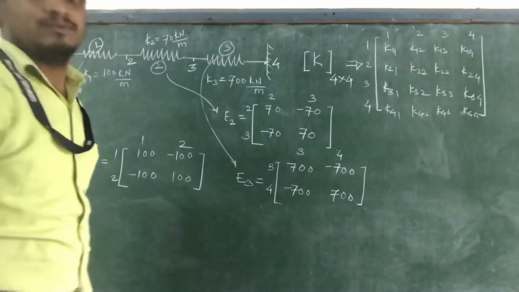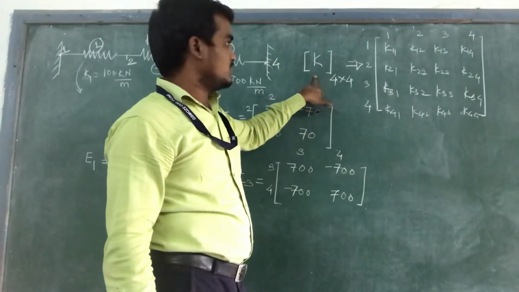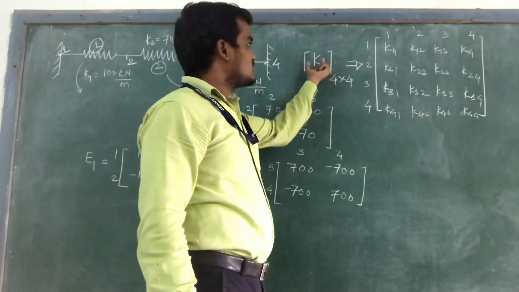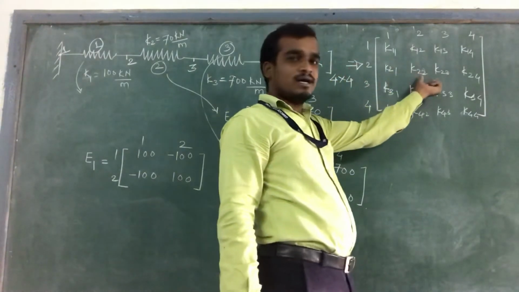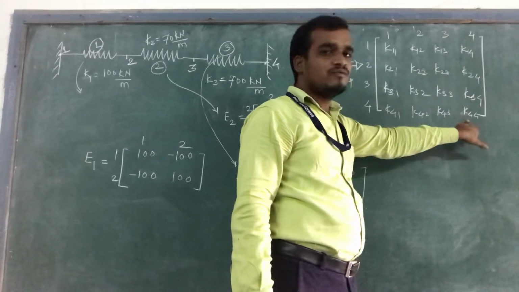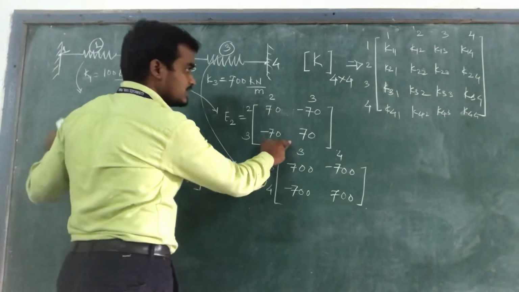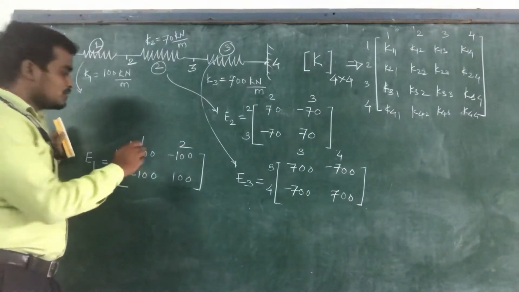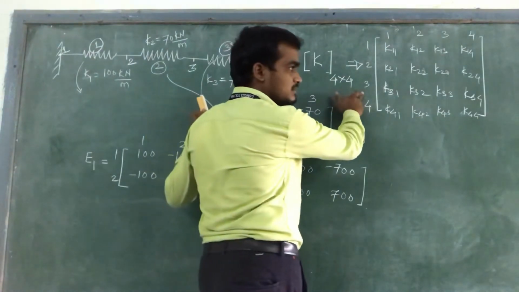Okay, so now you are able to see our global stiffness matrix. As there are 4 nodes, the order of the global stiffness matrix will become 4 by 4. This 4 by 4 matrix we can write in our generalized format, in terms of elements, as K11, K12, K13, K14 up to K44. Now by using these 3 elements 1, 2 and 3, we will write down the global stiffness matrix. Simply, position these elemental matrices into your global stiffness matrix.